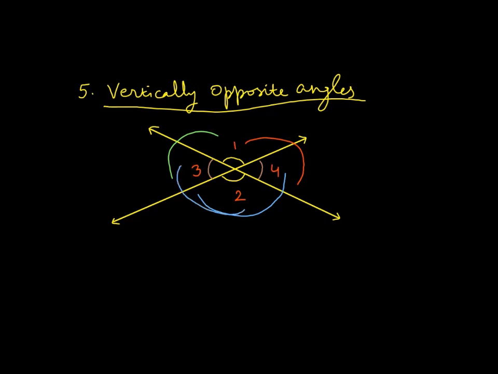So whenever two lines will intersect, we will be getting two pairs of vertically opposite angles and four pairs of linear angles. That is, linear pair of angles, we will be getting four such pairs.